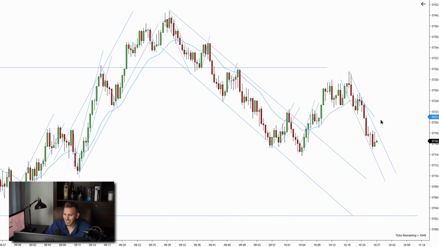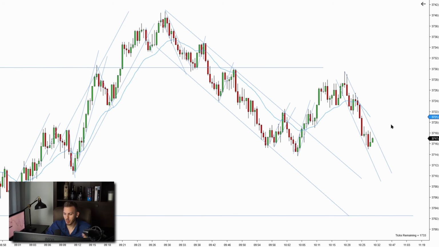We can still get a nice second entry short. So this is our second high probability setup that I'm looking for because I still expect a new low. I still expect for prices to reach the bottom of the trend range. And second entry short is our next high probability setup that we're looking for.